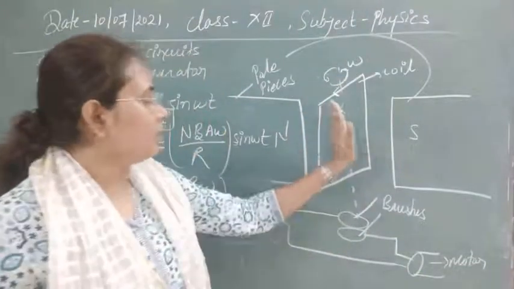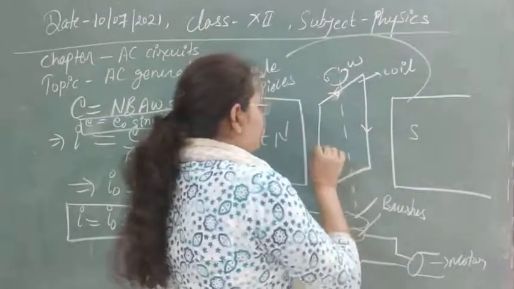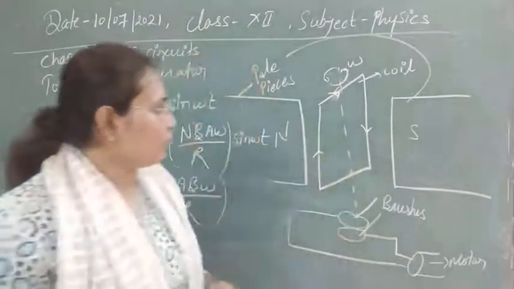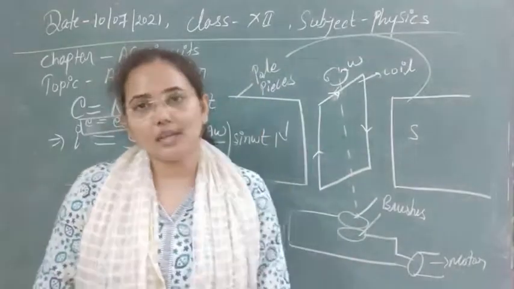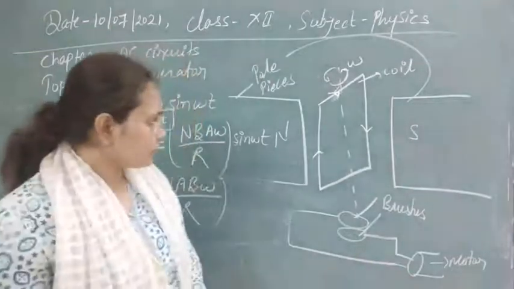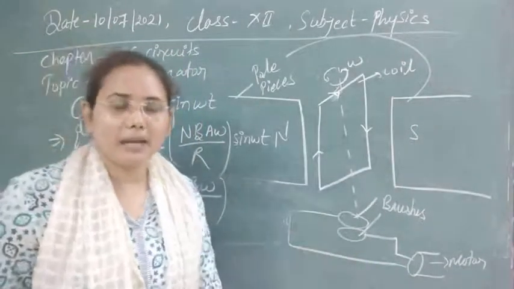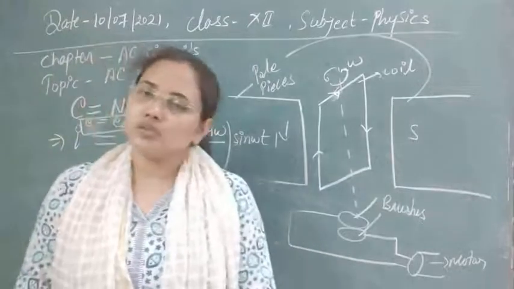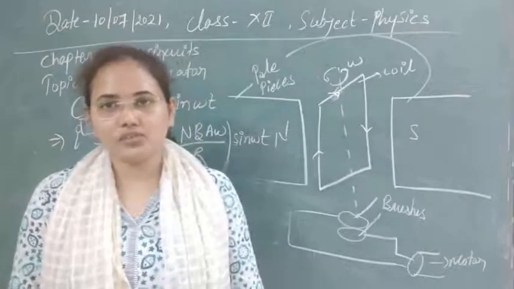Means if the coil was rotating in this way, then the current will be in this way. Always such current production will be there. Also you can understand the production of the current by the magnetic fields here. As the magnetic field is constant, then by the rotation of the coil you can study it.